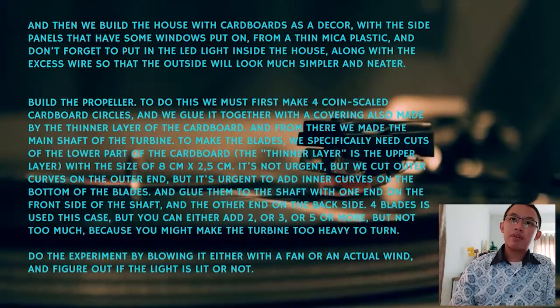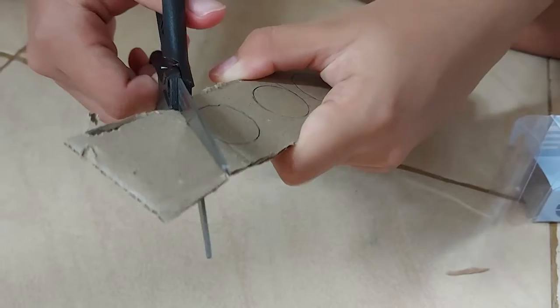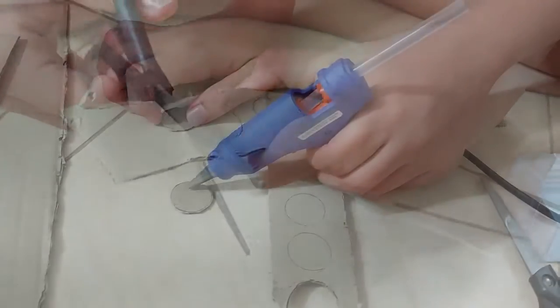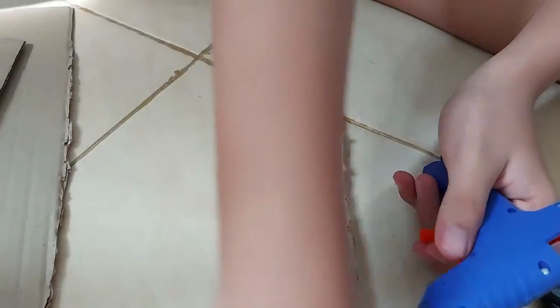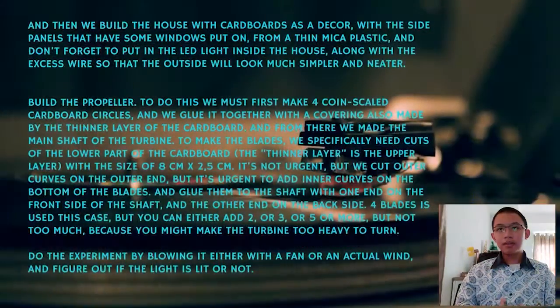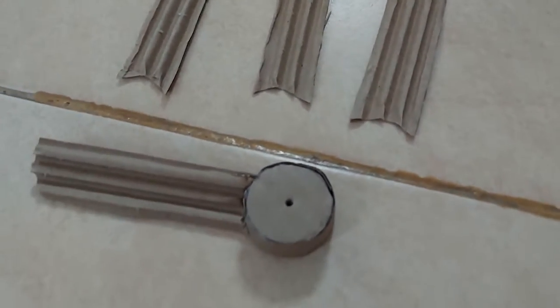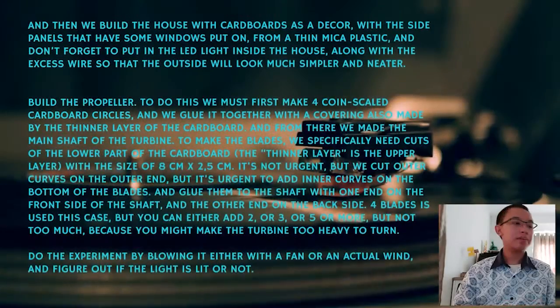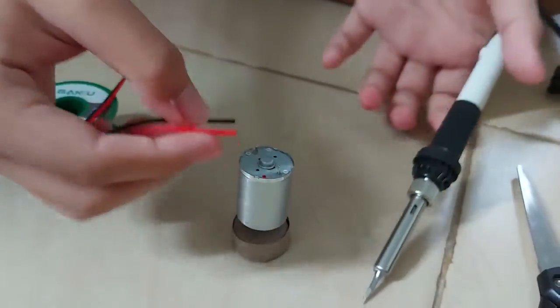Build the propeller. To do this, we must take 4 coin-sized cardboard circles and glue them together with a covering also made from a thinner layer of cardboard. And from there, we made the main shaft of the turbine. To make the blades, we specifically need the cuts for the lower part of the cardboard. The thinner layer is the upper layer, with a size of 8 cm by 2.5, specifically 8 times 2.5.